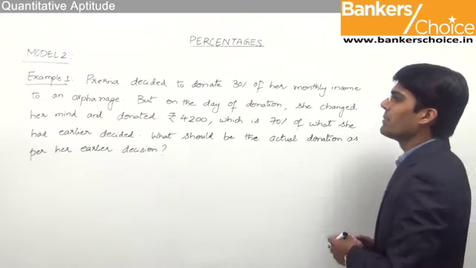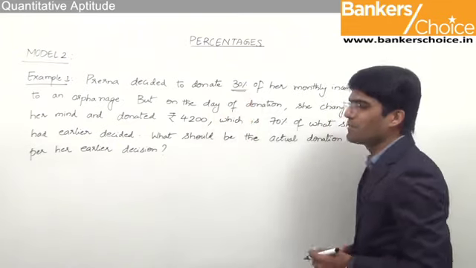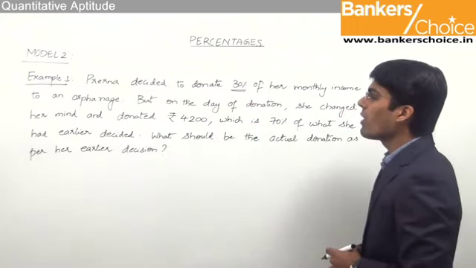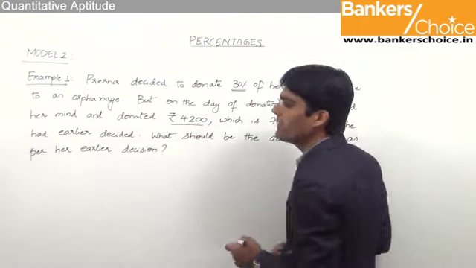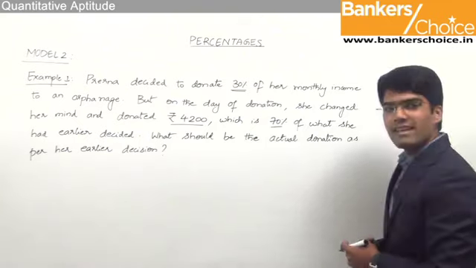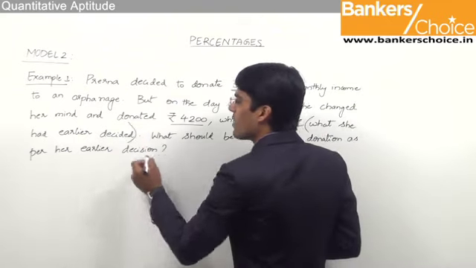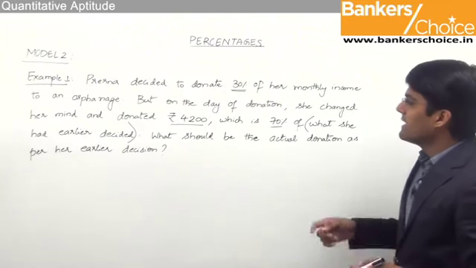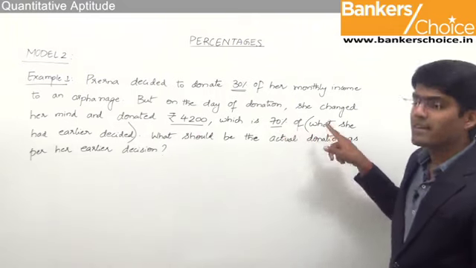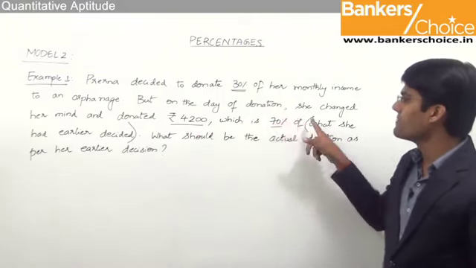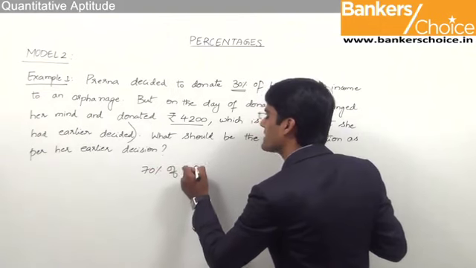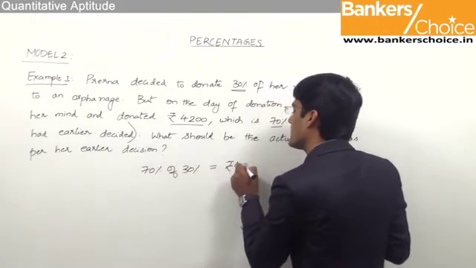Now, as given in the question, Prerna decided to donate 30% of her monthly income. That means her earlier decision to donate was 30%. But on the day of donation, she has donated only 4,200, which is 70% of what she had earlier decided. Now we know that her earlier decision was to donate 30%. That means this 4,200 which has been donated is 70% of earlier decision, which is 70% of 30%. So we can clearly understand that 70% of 30% is equivalent to 4,200 as given in the question.